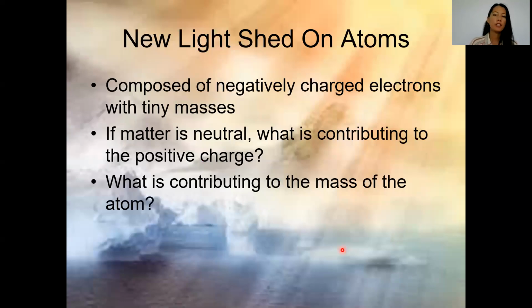So a whole new light is shed on atoms. This is really interesting. Think about where they're at now. They know that there are electrons. These are negatively charged, but mass is neutral. So what's contributing to the positive charge? And also what's contributing to the mass if the electron has such a tiny mass?